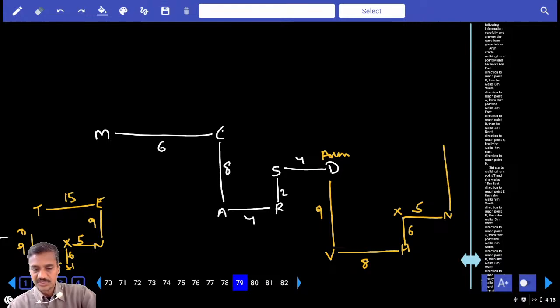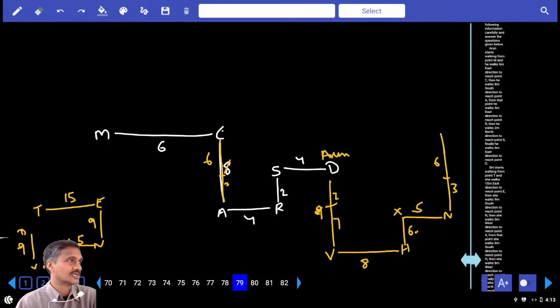Out of this 9 meters, you have already covered 2 meters, so this is 7. Out of this 7, you have already covered 6 meters, so 1 more is left over. 1 plus 2, by the time he reaches this place, is 3 meters. Then 9 meters means 6 more meters, 3 plus 6. Out of this 8 meters, 2 is covered and 6 is covered. That means both were in the same horizontal straight line.